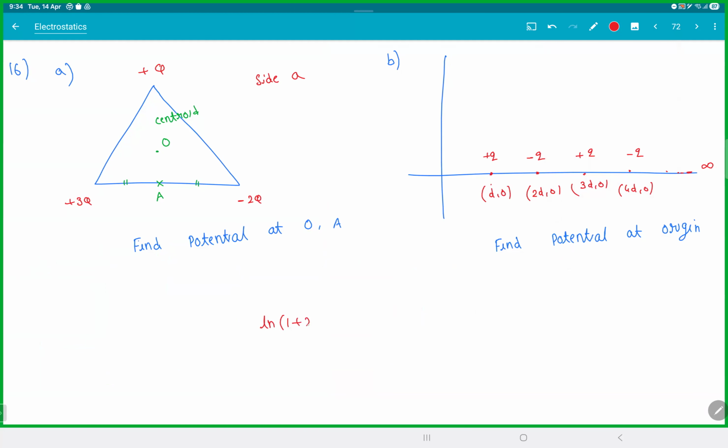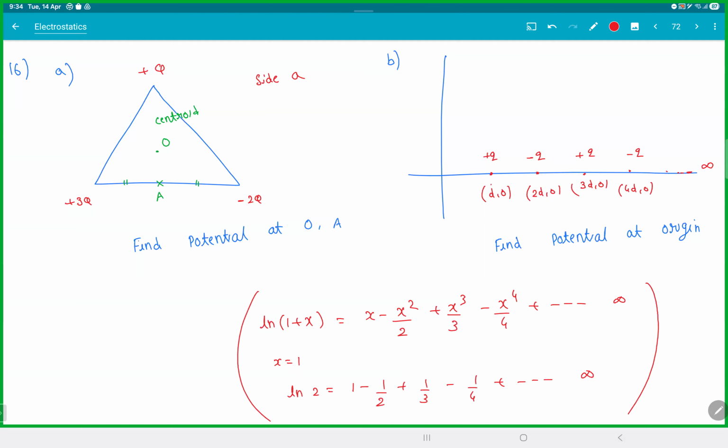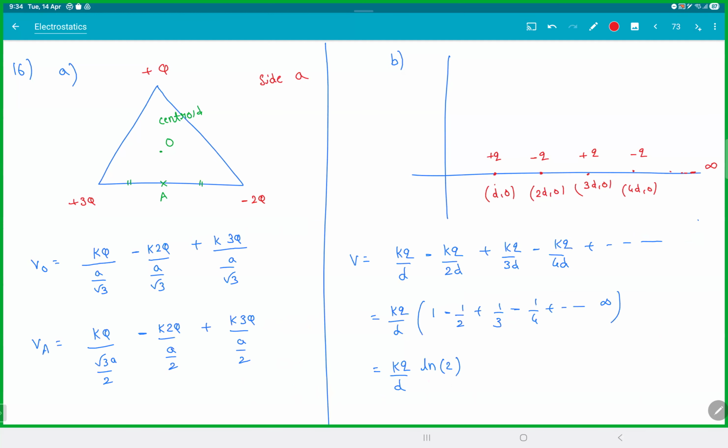ln(1 plus x) is given by x minus x square by 2 plus x cube by 3 minus x power 4 by 4 and so on till infinity. This is the ln series. If you put x is equal to 1, this becomes ln 2, and this becomes 1 minus half plus 1 by 3 minus 1 by 4 and so on till infinity. Useful thing, remember, you will come across this again in magnetism. That's your answer, kq by 2 ln 2.